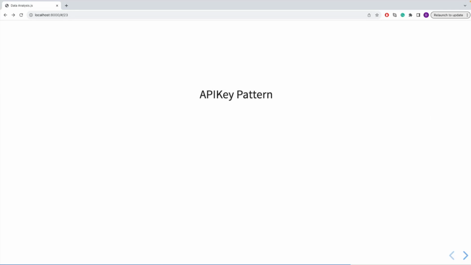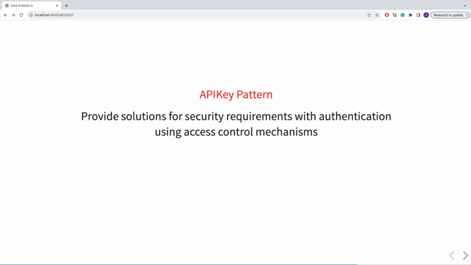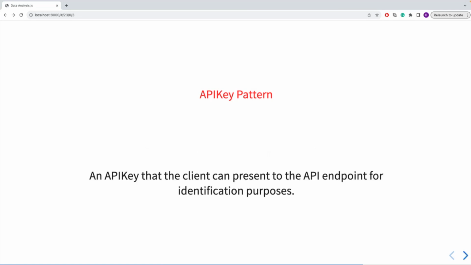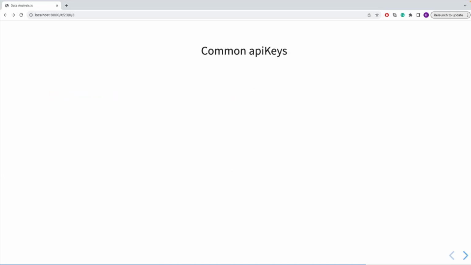In this part, I want to introduce the API key pattern. That is a pattern that provides a solution for security requirements with authentication using access control mechanisms, and it recommends that an API provider assign each client a unique token. So using this pattern, it's possible to have an API key that the client can present to the API endpoint for identification purposes.